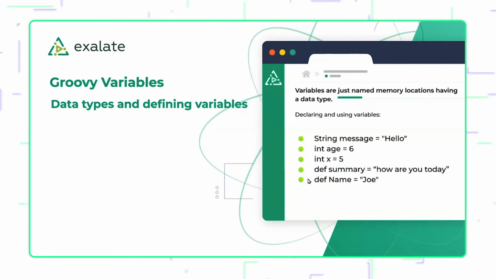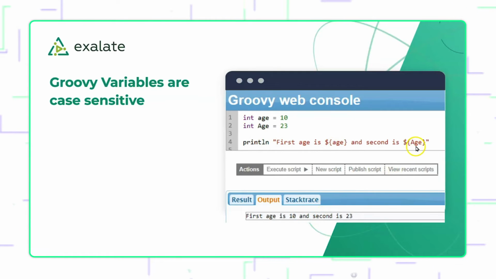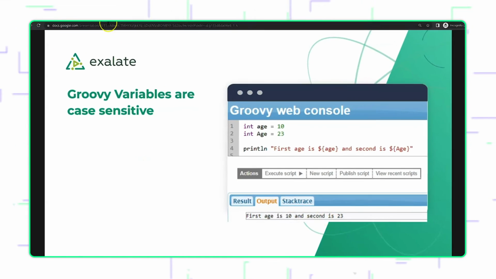In order to use these variables in your script, you can refer to them by name, and remember they're always case sensitive. So an age with a small a and an age with a capital A would be two different things. As you can see on this screen, when you print the age with a small a, it prints out 10. And when you print out the age with a capital A, it prints out a corresponding 23. So those are two different things.